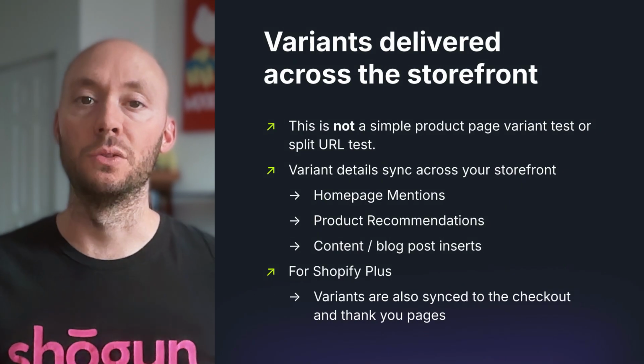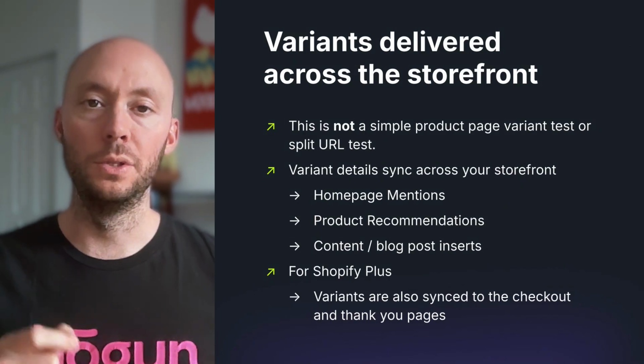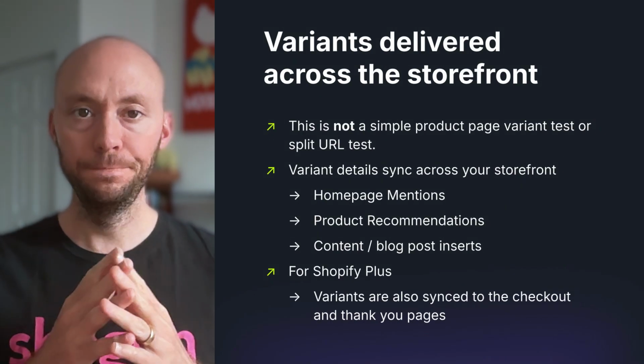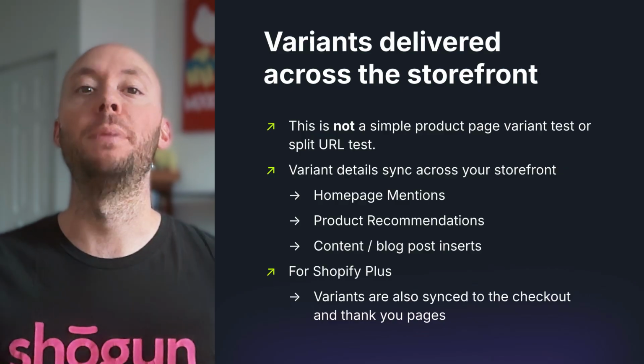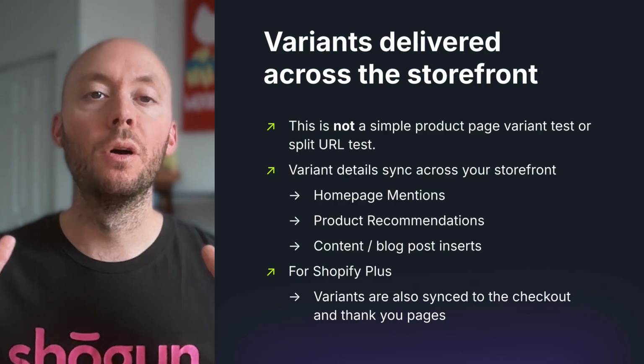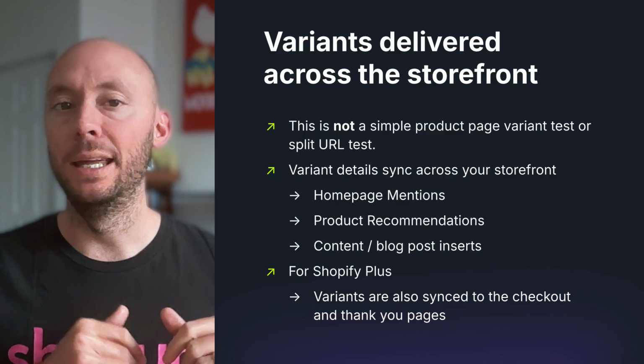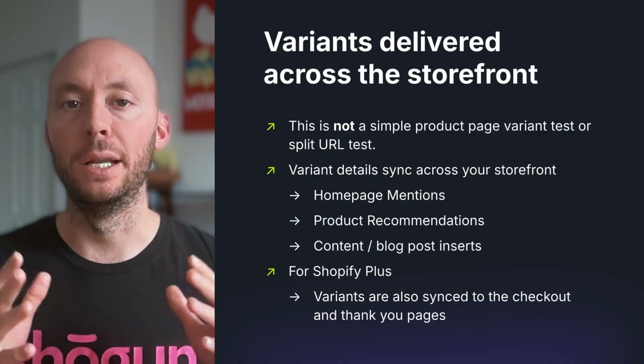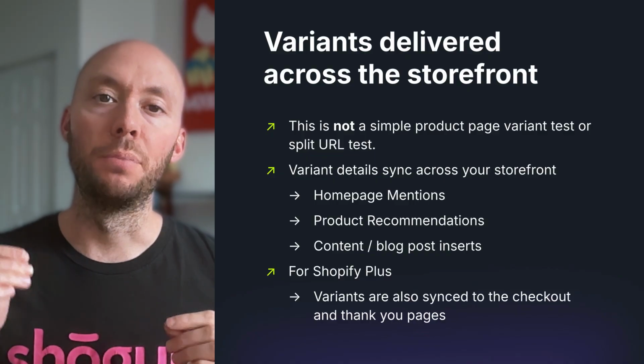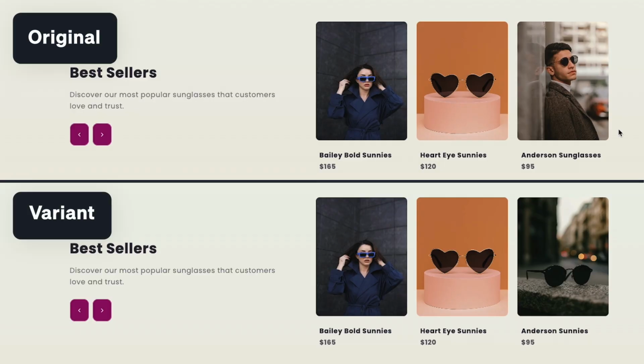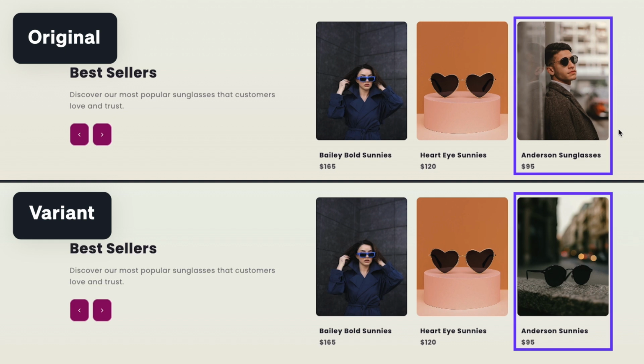Once you've got your test live, now we need to talk about how variants are going to be delivered throughout your storefront. Okay. Now keep in mind, when we talk about product details testing, we're not just talking about the product page itself. Your products show up all over your storefront. It could be on your homepage, could be on collections, could be anywhere. And the magic of product details testing in Shogun is that the variants will be delivered across the entire storefront wherever that product might show up.